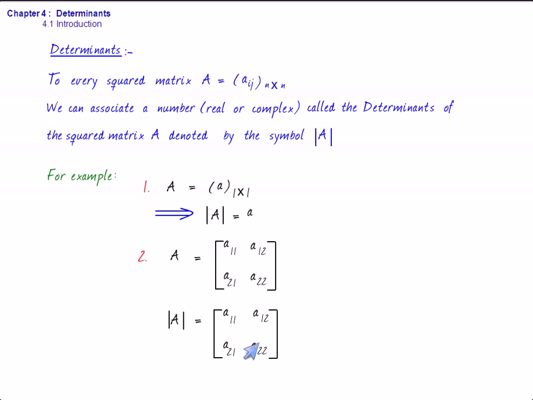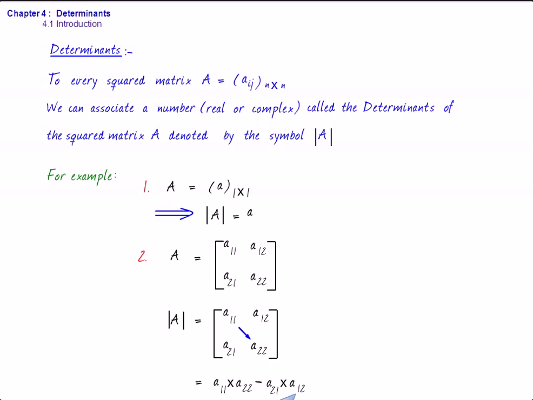So what is the value of the determinant? To evaluate it, first you multiply the elements of the main diagonal, that is A11 into A22, and minus the product of the elements in the other diagonal, that is A21 into A12.